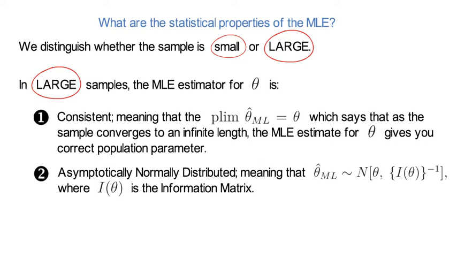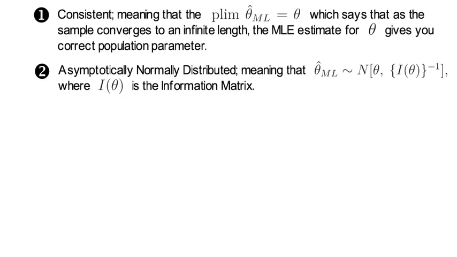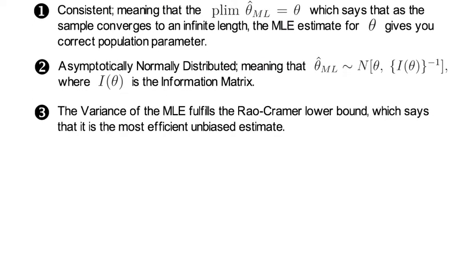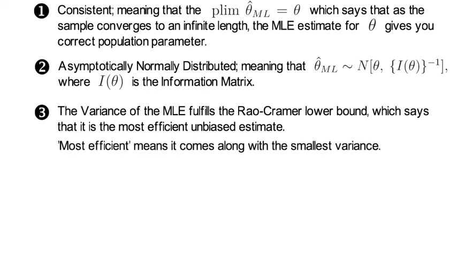Now second, the MLE is asymptotically normally distributed. That means that theta hat ML follows a normal distribution centered around the true population parameter theta and having the variance that coincides with the inverse of the Fisher information matrix. Third, the variance of the MLE fulfills the Rao-Cramer lower bound, which says that the MLE is the most efficient, unbiased estimator. And remember, most efficient means it comes along with the smallest variance, meaning with the highest precision.